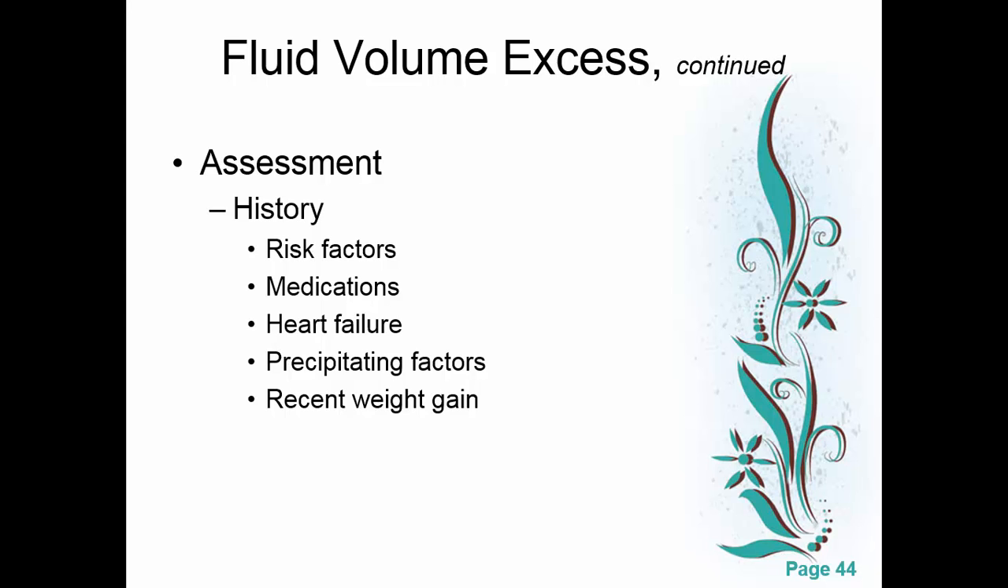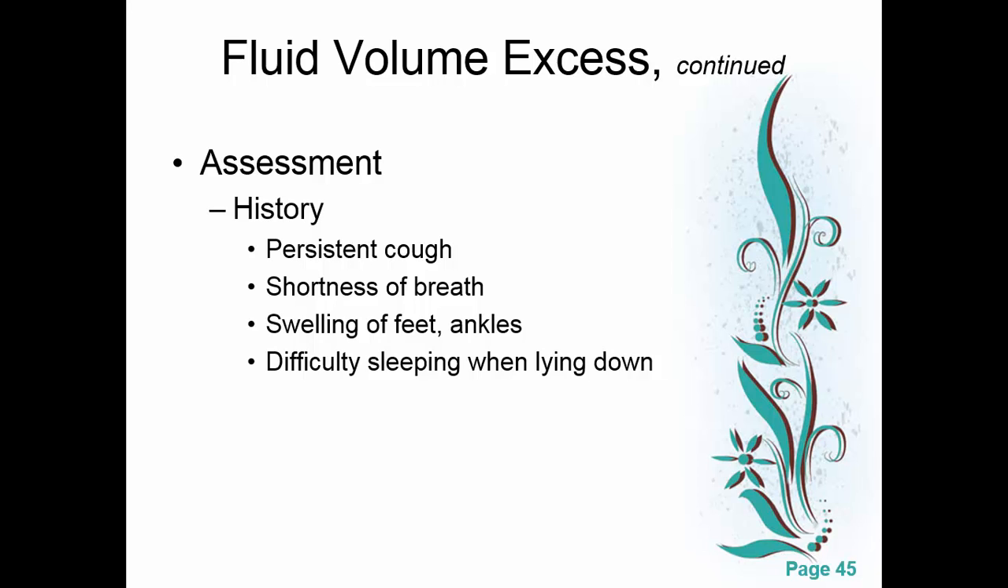When you're getting a history, you want to assess risk factors such as medications that they're on, heart failure, acute and chronic renal disease, or endocrine diseases, precipitating factors like recent illnesses, changes in their diet or medications, any recent weight gain. You're also going to assess history of a persistent cough, which could indicate fluid in their lungs, shortness of breath, swelling of their feet and ankles, any difficulty sleeping when lying down, which is known as orthopnea.